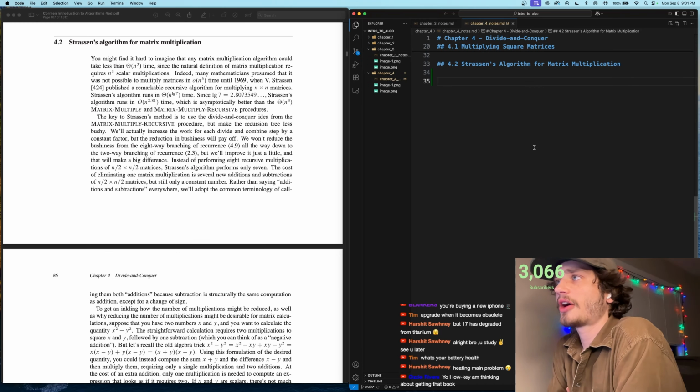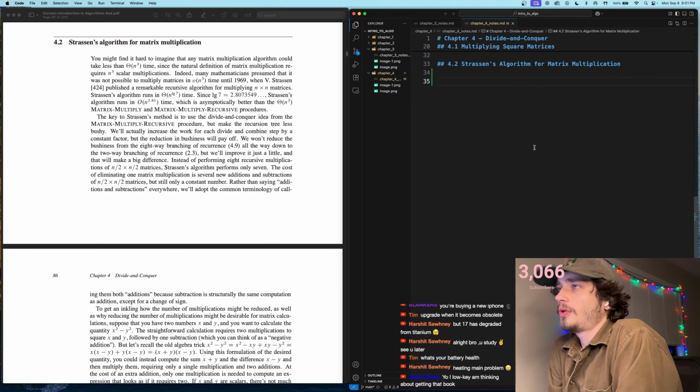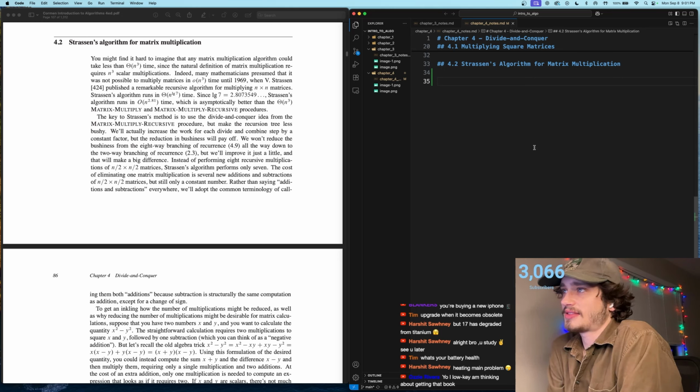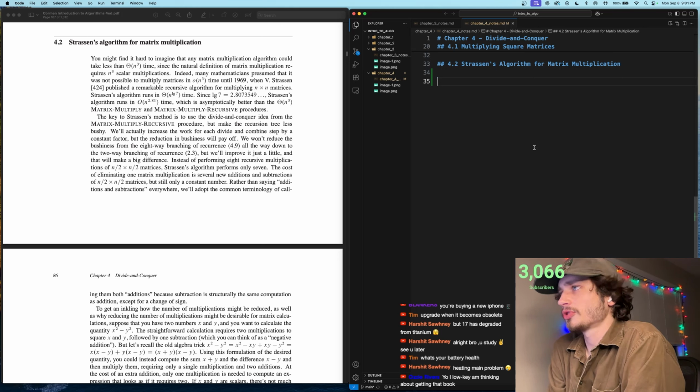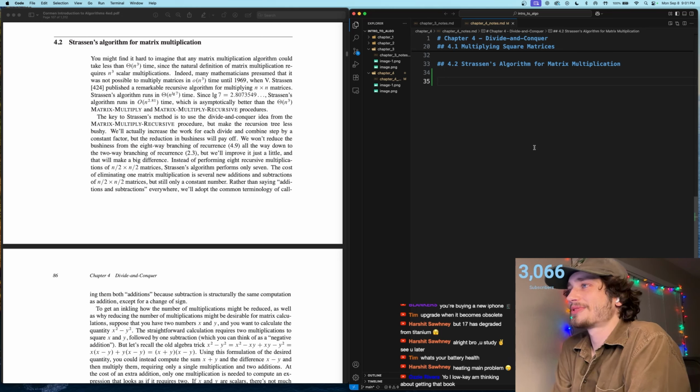4.2 Strassen's algorithm for matrix multiplication. You might find it hard to imagine that any matrix multiplication algorithm could take less than Theta of n cubed time, since the natural definition of matrix multiplication requires n cubed scalar multiplications. Indeed, many mathematicians presumed that it was not possible to multiply matrices in o of n cubed time, until 1969 when V. Strassen published a remarkable recursive algorithm for multiplying n by n matrices.